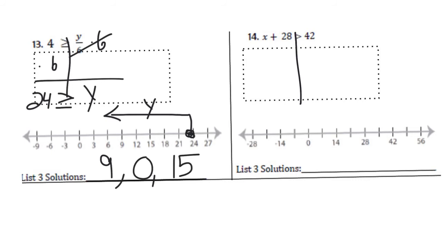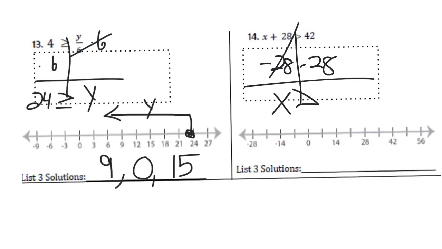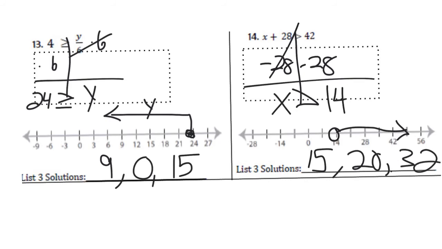It's adding 28, so we're going to subtract 28 from both sides. These will cancel. You will be left with x. Then you bring down your greater than symbol. 42 minus 28 is 14. So it'll be an open circle because it's not equal to. And it says x is greater, so I need to go to greater numbers for my line. So possible solutions for this would be 15, 20, 32, and any number that is greater than 14.